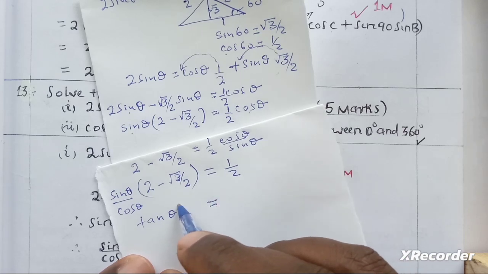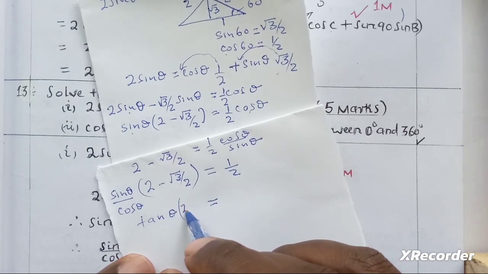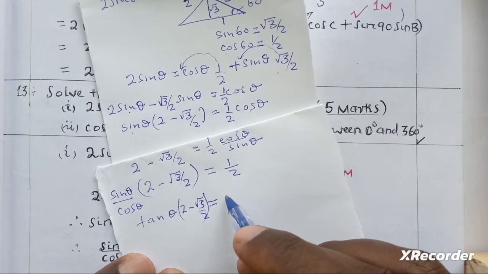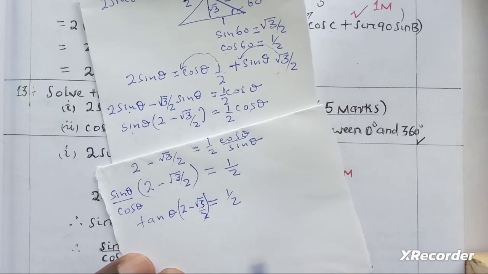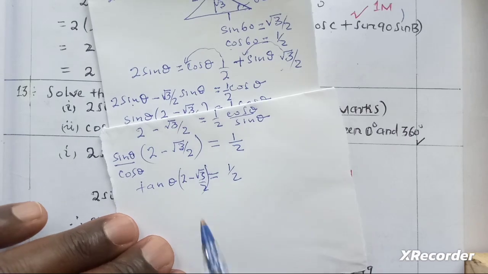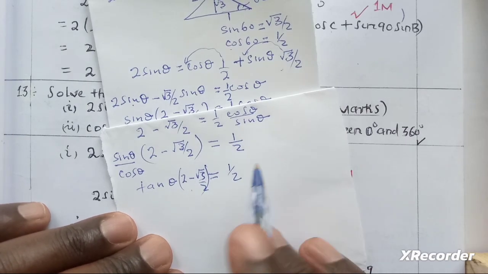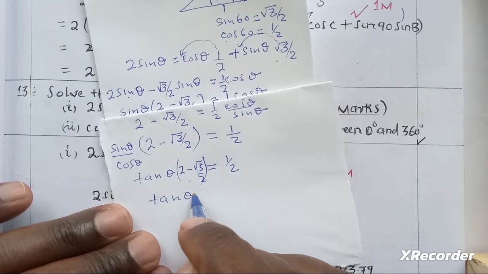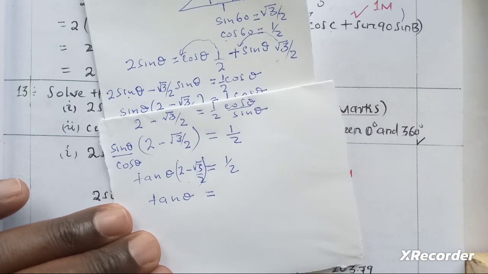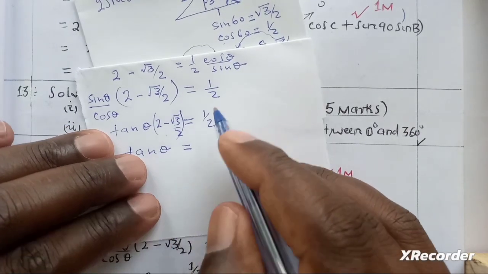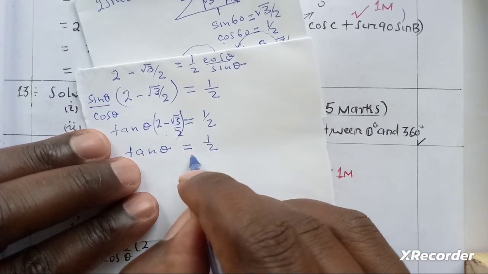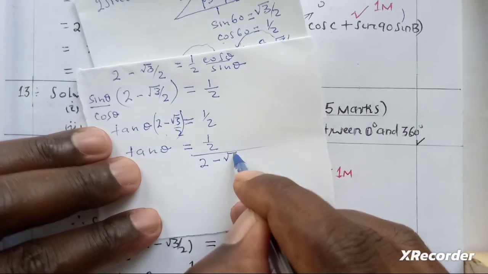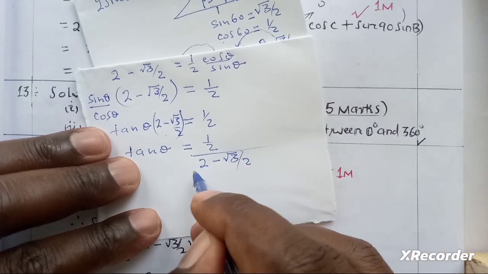So tan theta is equal to, the 2 will be here, minus root 3 all over 2 is equal to a half. So finally, we can bring this value on this other side, so we are left with the tan theta this side. Tan theta is equal to a half divided by 2 minus root 3 all over 2.